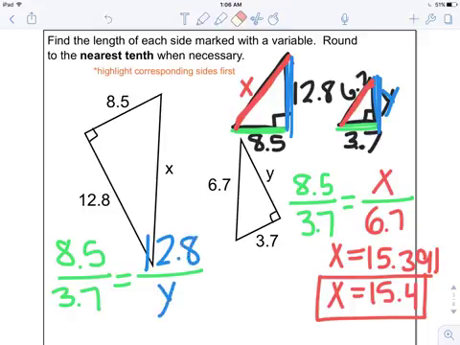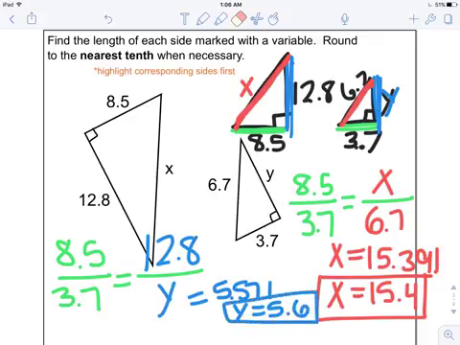So in the separate proportion, we didn't even have to look at the red side, at those x's. Again, I solve it, 12.8 times 3.7 divided by 8.5, and I find out that y equals 5.5717, keeps going kind of. So I'm going to round that to the nearest tenth. y equals 5.6.